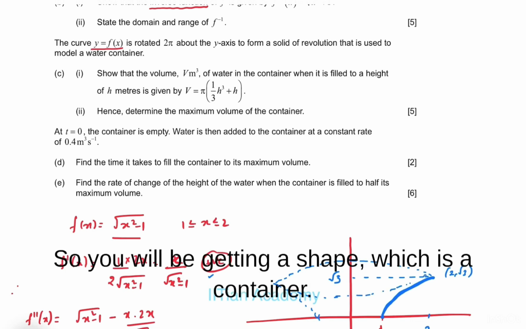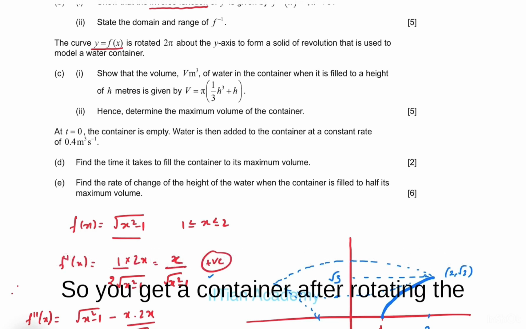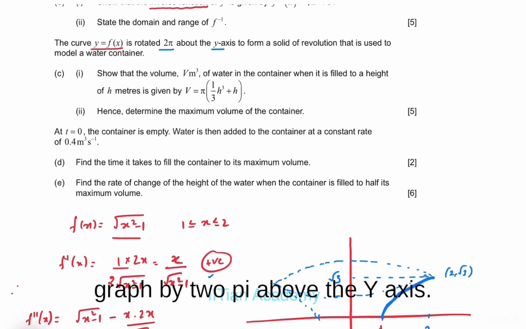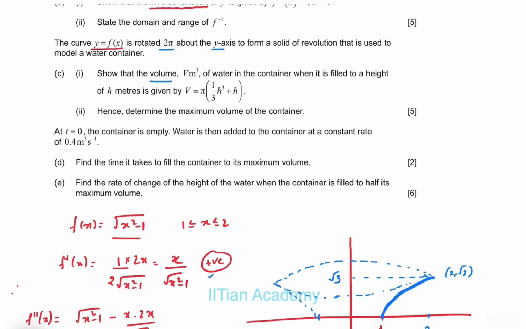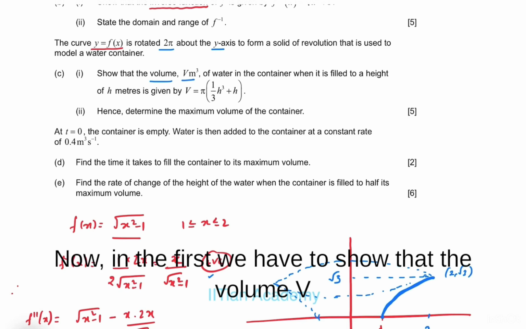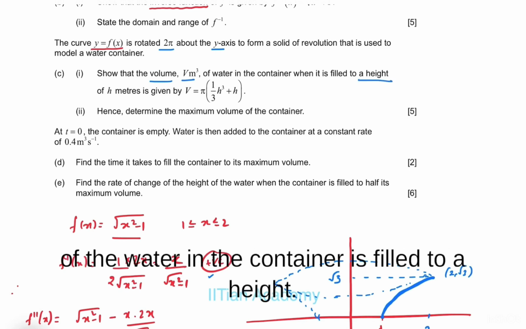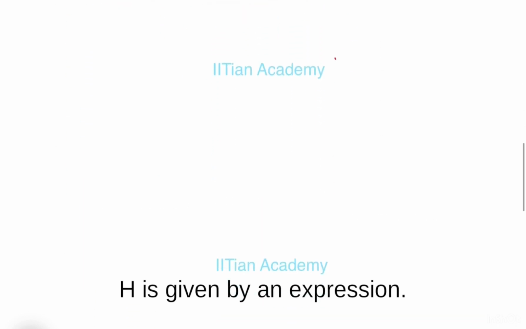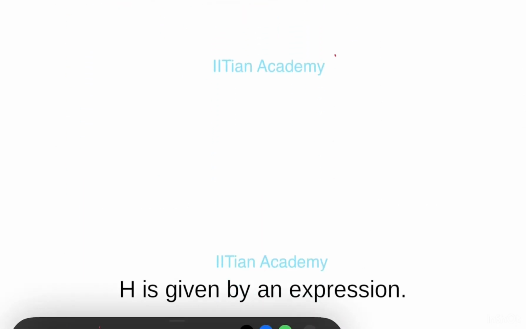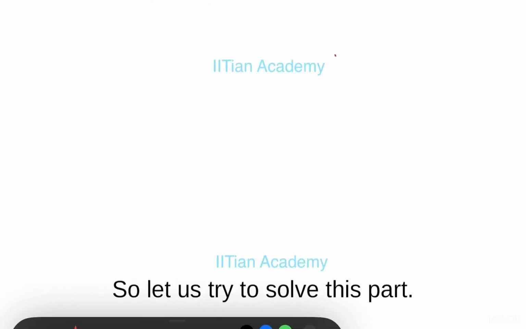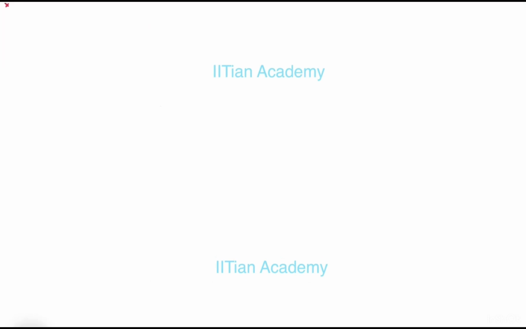So you will be getting a shape which is like a container. You get a container after rotating the graph by 2 pi about the y-axis. Now in the first part we have to show that the volume V of the water in the container, filled to a height h, is given by an expression. So let us try to solve this part.